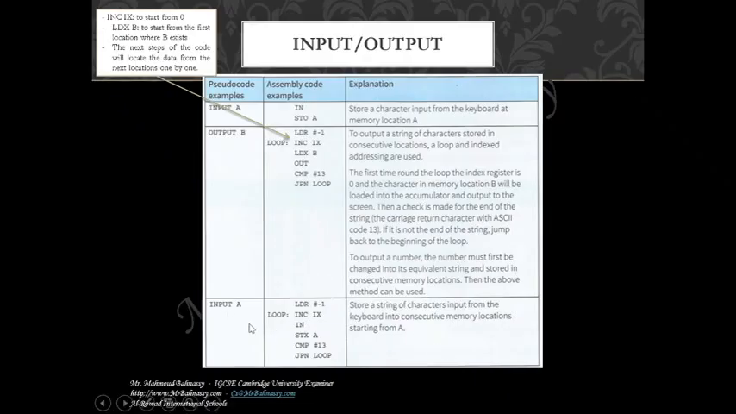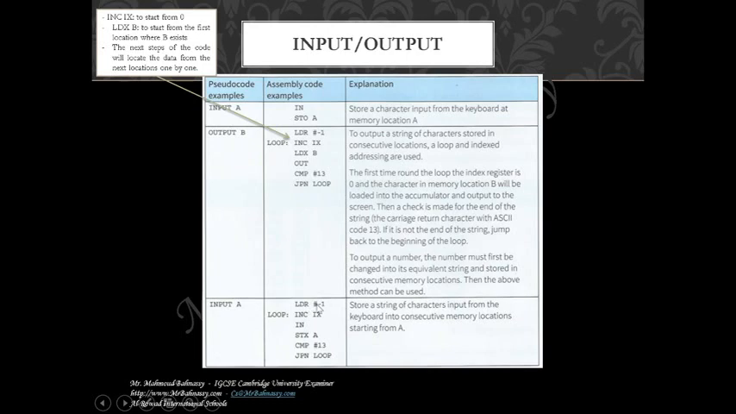Okay, if we move on to the third example here, input A. Here, the difference between this one and the upper one is that for the upper one, we assume that we input only one character. But here, assume that we input a sequence of characters, a string, like your name or a message. So how can we do this using assembly code?